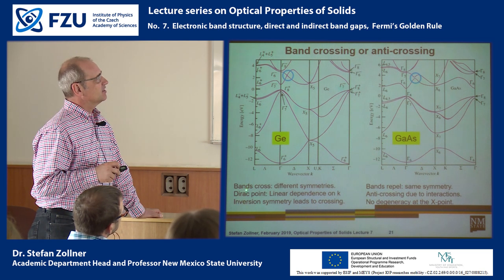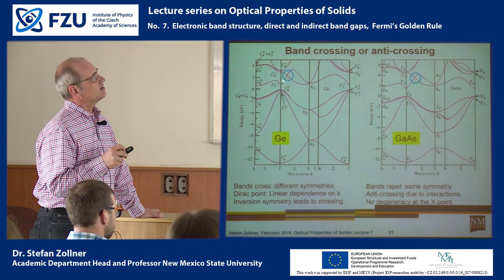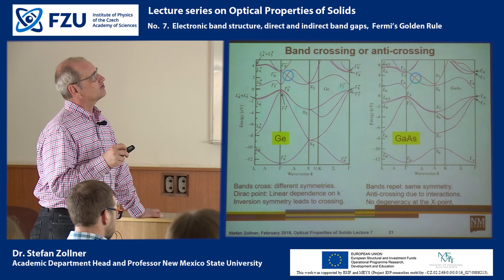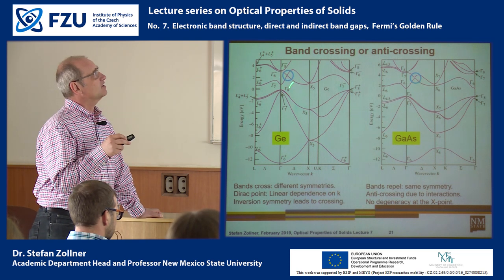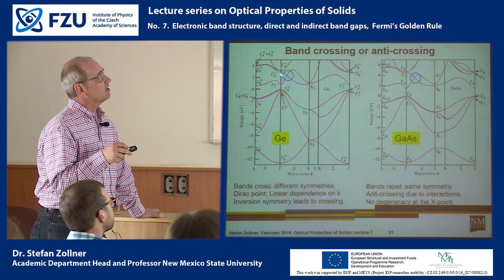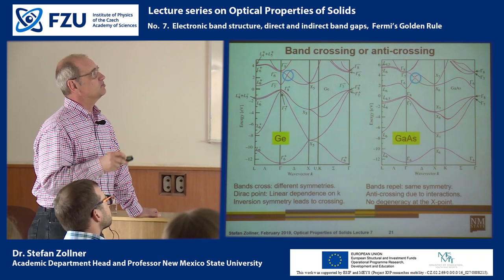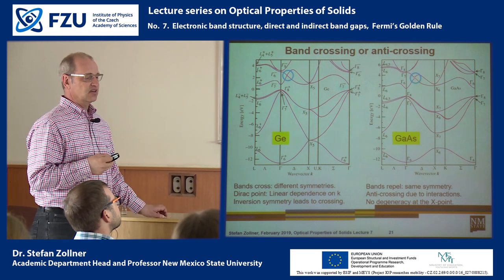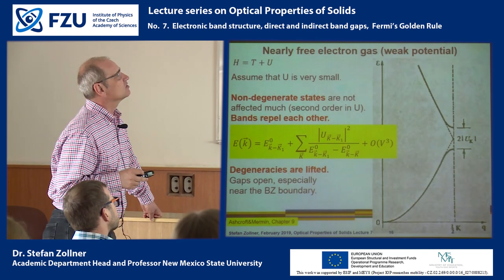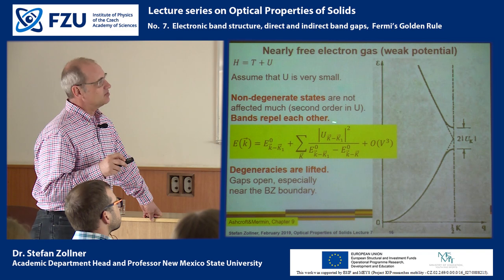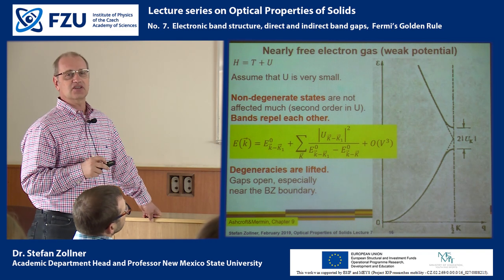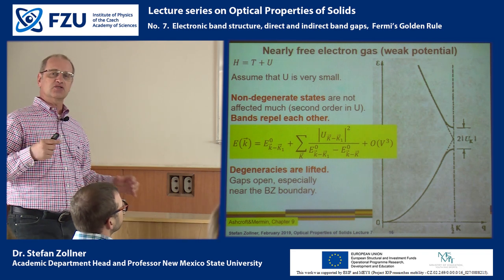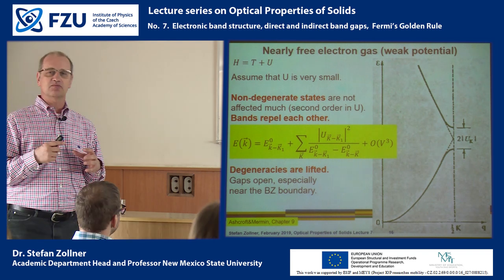And the reason is that in germanium, these two bands here have different symmetries. These bands along the delta direction, these two bands belong to different irreducible representations. And because they belong to different representations, this matrix element here has to be zero because the wave functions are not compatible.